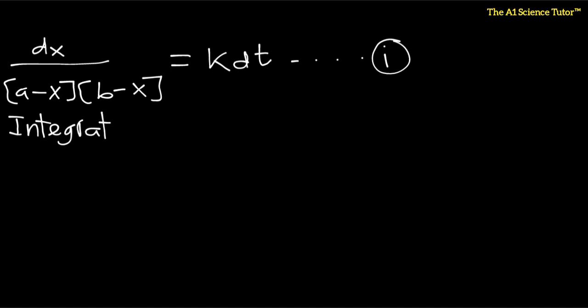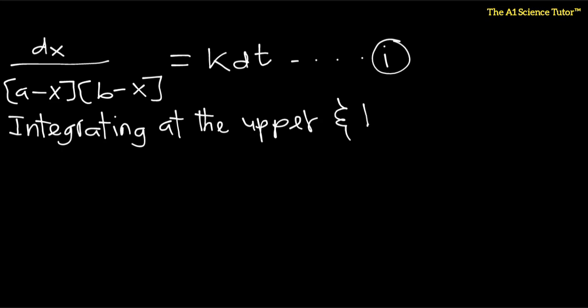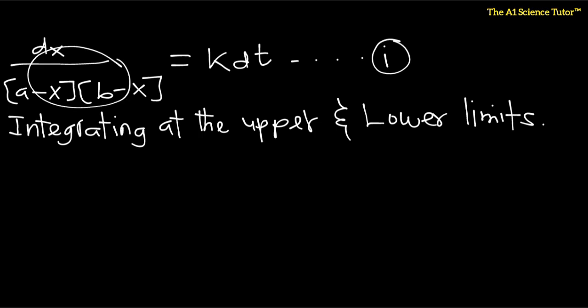So this is integrating at the upper, and I'm going to write lower limits. And that is basically what we call definite integration. So what should be the upper limit for this one? And what should be the lower limits?